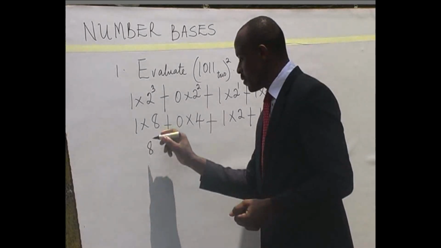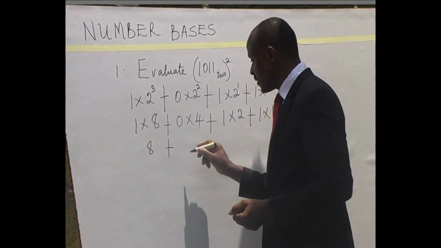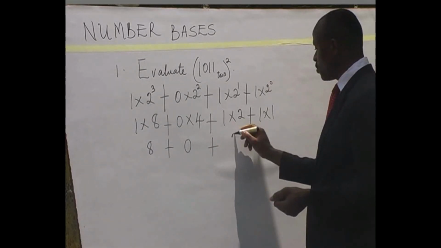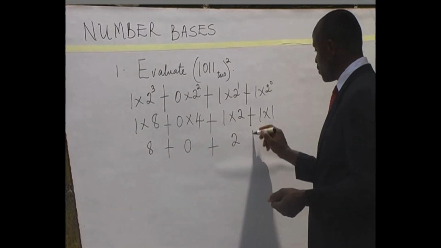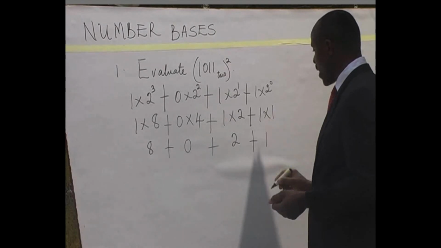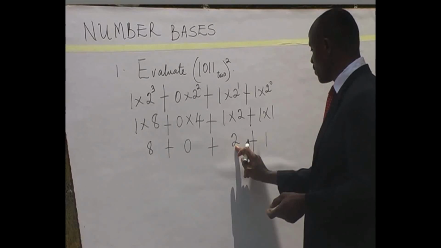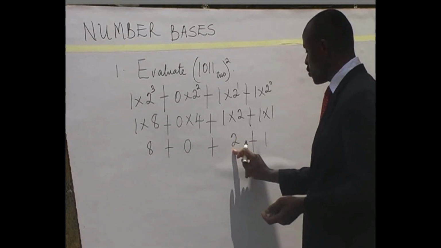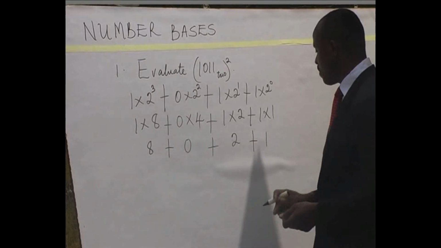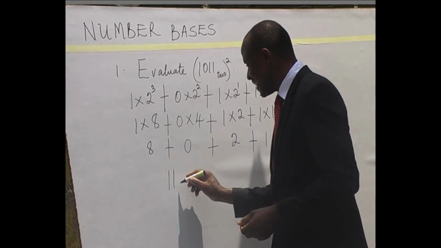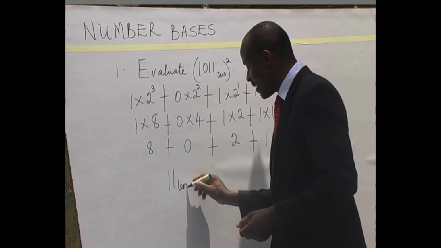Here we have 8 because 8 times 1 is 8. Here we have 0. Here we have 2, 1 times 2 is 2. 1 times 1 will give us 1. Add together: 8 plus 0 is 8, plus 2 is 10. Then plus 1 will give us 11. So we have 11 now in base 10.